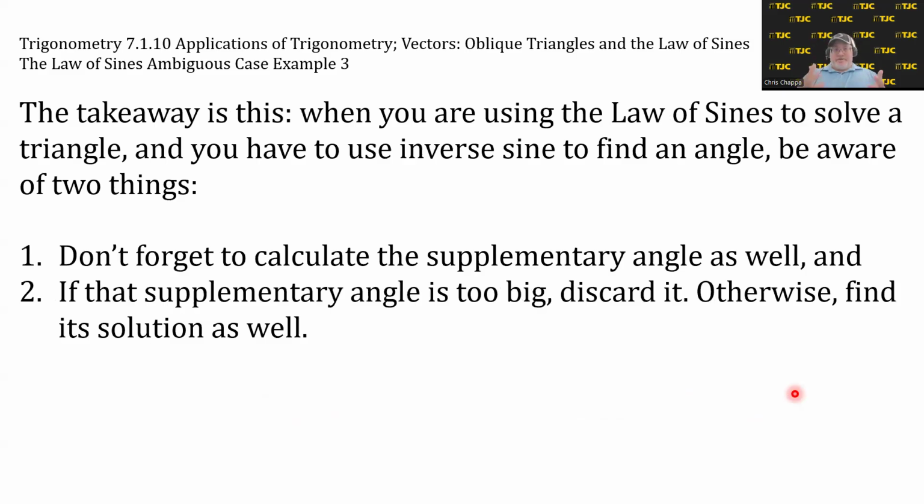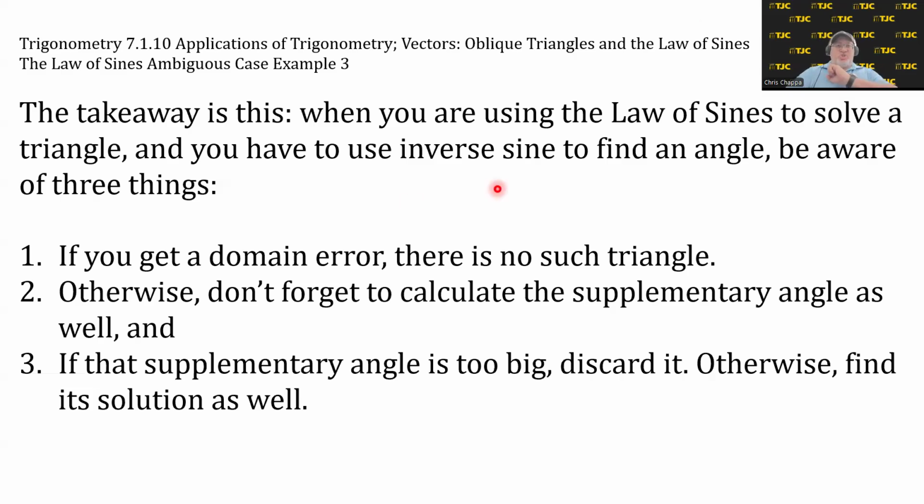So the takeaway is this. When you're using the law of sines to solve a triangle, and you have to use inverse sine to find an angle, be aware of two things. It should actually say three things. So we're going to fix this. Fixed. When you're using the law of sines to solve a triangle and you have to use inverse sine to find an angle, be aware of three things.